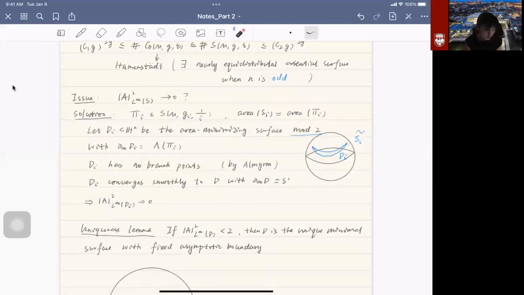And there's a result by Almgren that the area minimizer mod 2 has no branch points. So D_i looks good. And from here, we can show that D_i converges smoothly on compact sets to another minimal surface mod 2, which is called D. And also their boundary converges to a round circle.